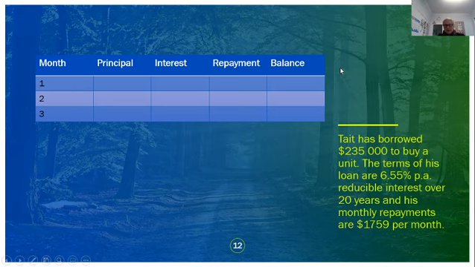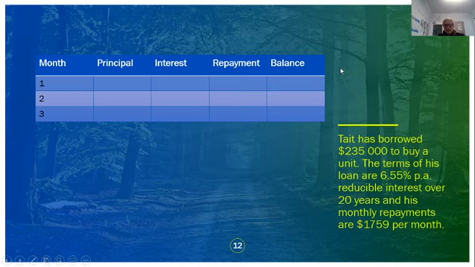So we've got how much he owes. We add on the interest, because now that we know the bank's charging us that to lend us the money. But then we take off what we've actually paid. So we've paid one, so we subtract 1,759, and we're left with 234,000. That number then becomes our principal, right? Then we're going to times it by that same number, and we're going to get that much interest. Can you see the interest has got less?